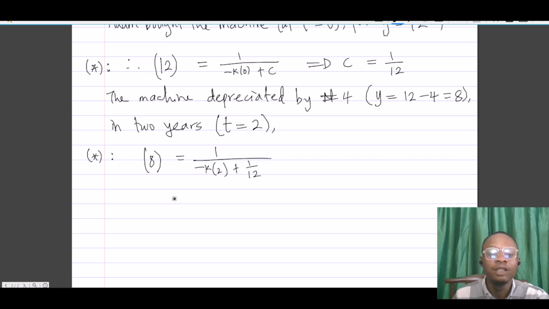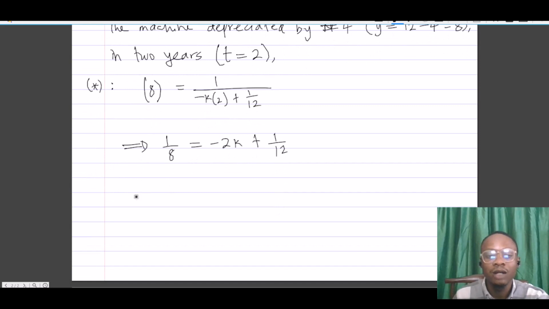So from here, we'll find out what k is meant to be. That means from here, when we invert both sides, this is going to be 1 over 8 equals minus 2k, then plus 1 over 12. So basically, when we collect like terms, we're going to have minus 2k equals 1 over 8 minus 1 over 12.